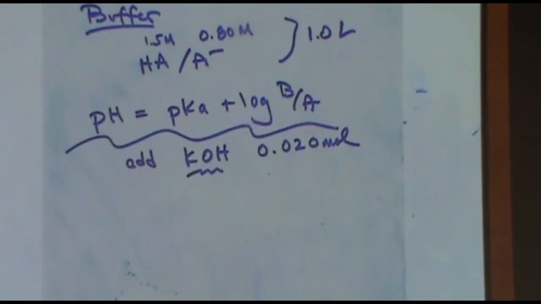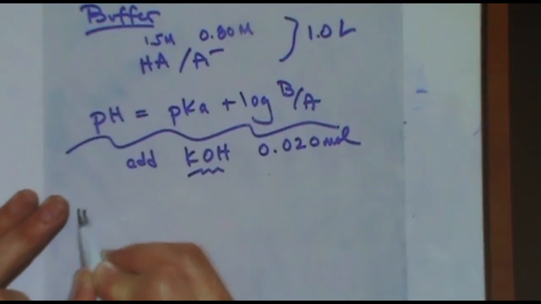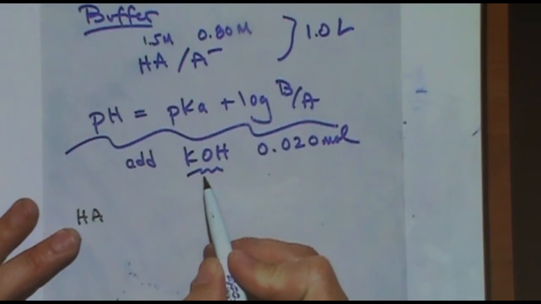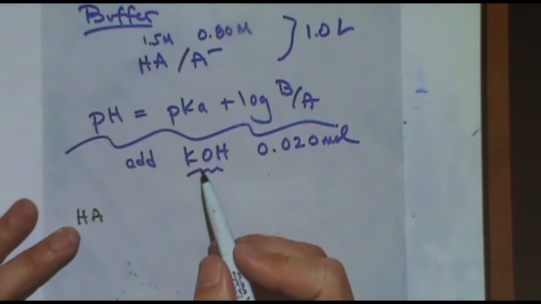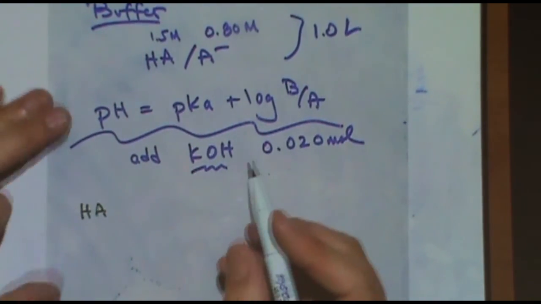First of all, which one will this KOH react with? HA or A minus, both or neither? HA, that's right. How did you know it'll react with HA? This is an acid, and that's a base. Acids and bases go together. A base won't react with another base in our class, and acids are not going to react with other acids.